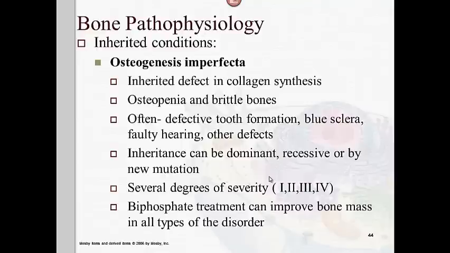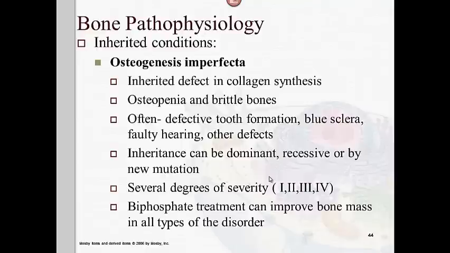There are basically 4 types. You have type 1, which is the mildest. Patients have blue sclera. They have deficiency in connective tissue that produces osteopenia and brittle bones. There's defective tooth formation and faulty hearing.